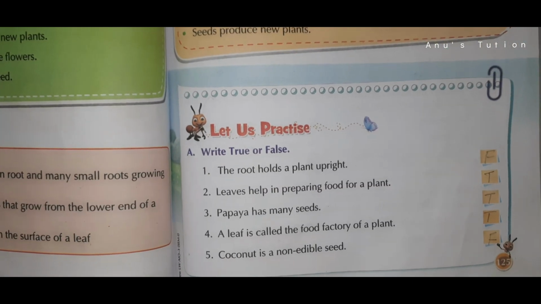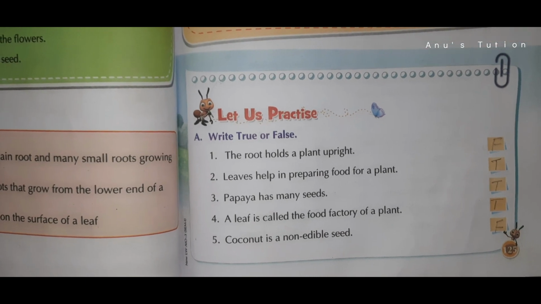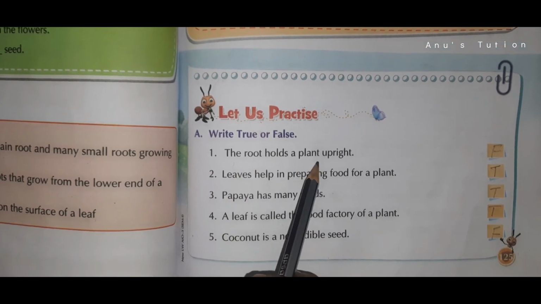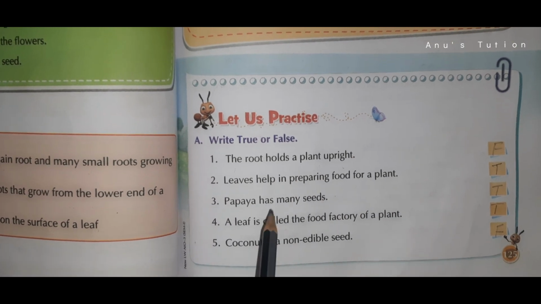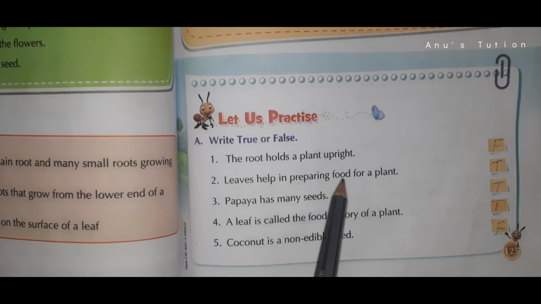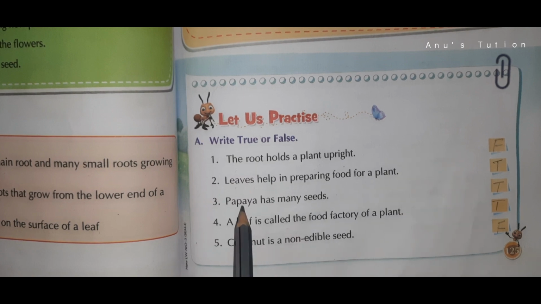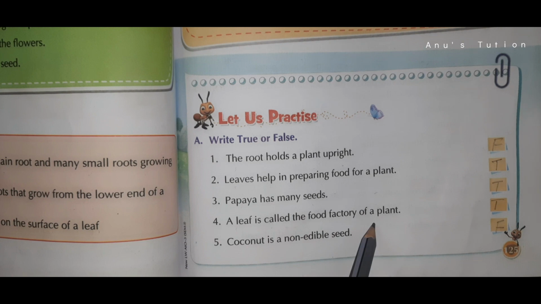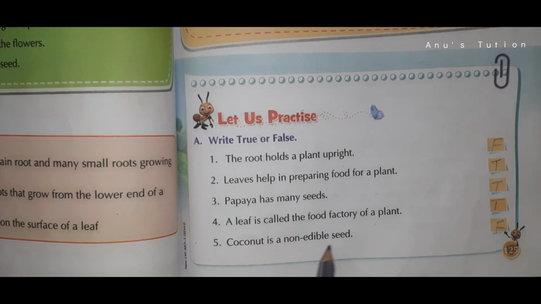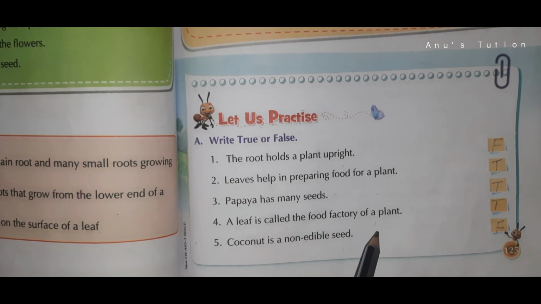See here, there are true or false questions. We will see here. The root holds a plant upright. No. The stem holds the plant upright. Leaves help in preparing food for a plant. True. Papaya has so many seeds. Yes, true. A leaf is called the food factory of a plant. Yes, true. Coconut is a non-edible seed. No, coconut is an edible seed.